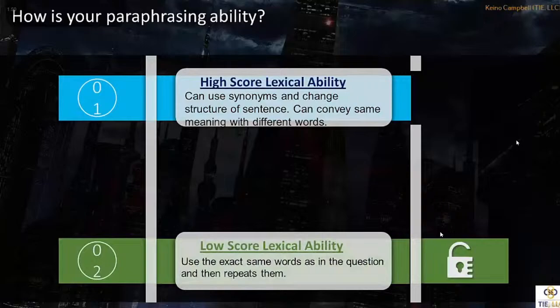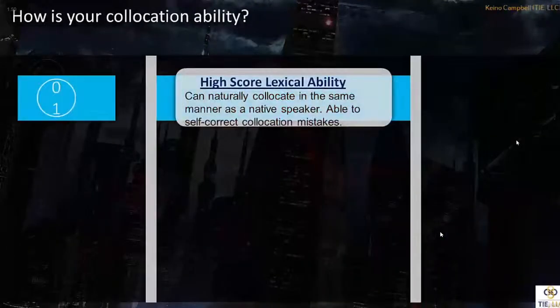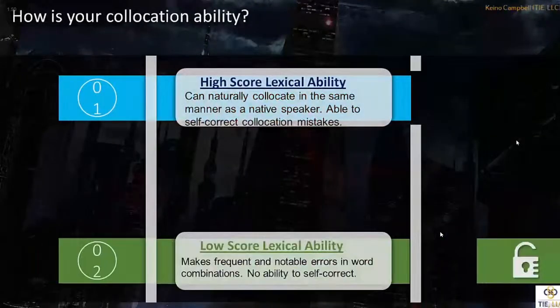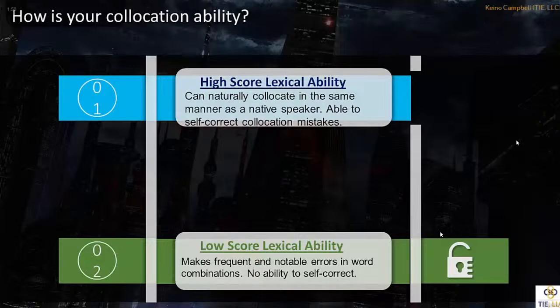How is your paraphrasing? When we talk about paraphrasing at a high level, can you use synonyms? Can you change sentence structure? Can you convey the same meaning with different words? Or are you using the exact same words as the question? How's your collocation ability? Can you collocate in the same way as a native speaker? Can you self-correct any collocation mistakes? That's impressive also. A lot of times I hear a lot of mistakes in students with their word combinations, and that really deals with collocation.